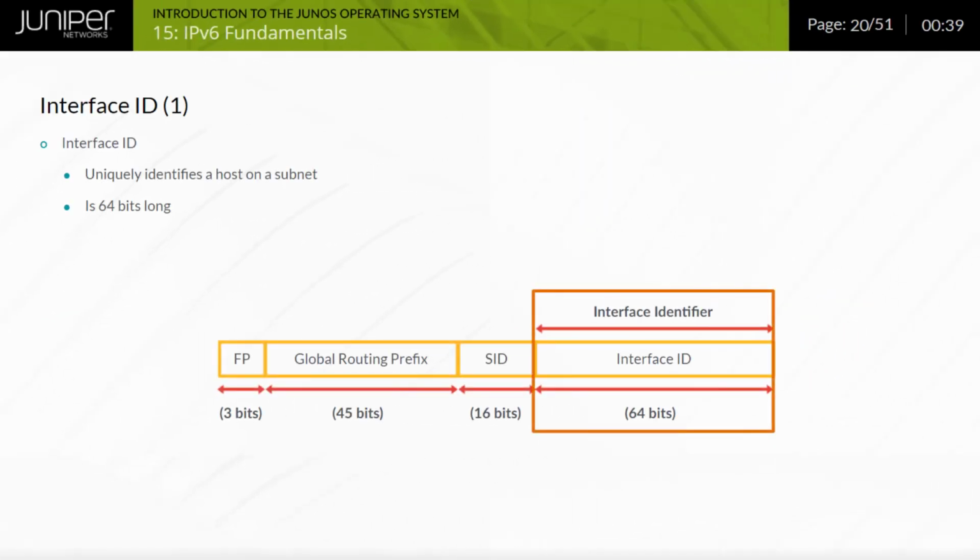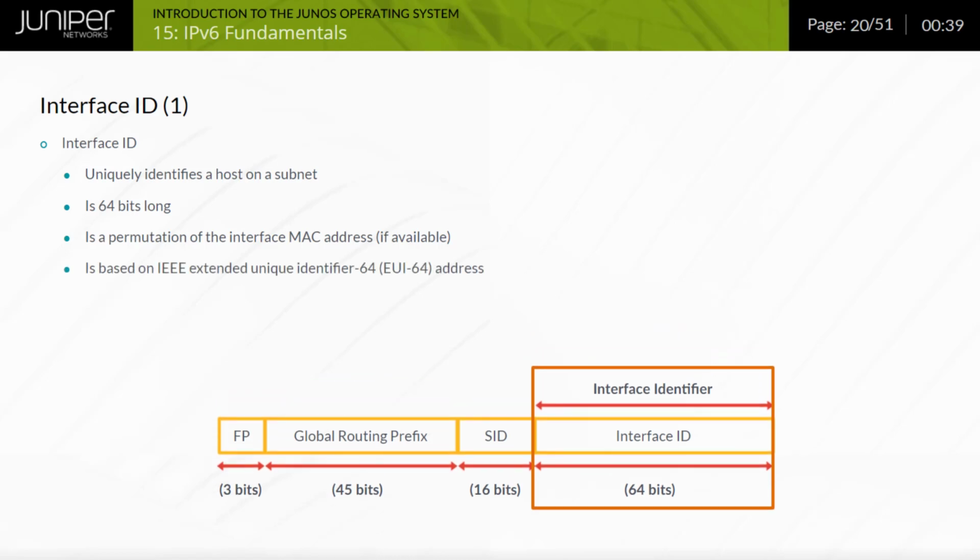The interface ID is a 64-bit field that uniquely identifies a host on a subnet. On Ethernet interfaces, it is a permutation of the MAC address associated with the interface to which the address is assigned. The interface ID is expressed in the IEEE Extended Unique Identifier 64 or EUI64 format.